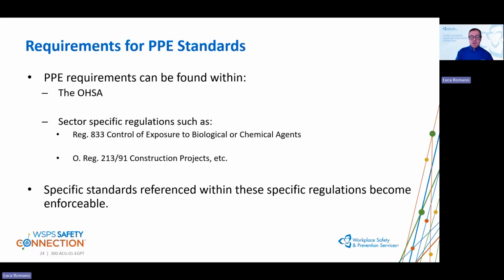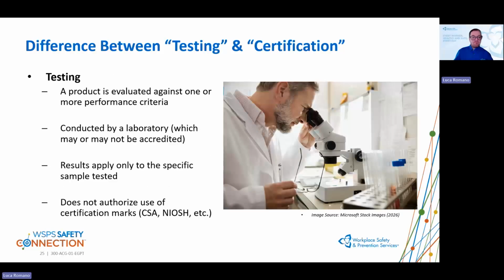So in Ontario specifically, respirators at a minimum should meet NIOSH standards or an equivalent to NIOSH. Another example could be Regulation 213, construction projects. There might be standards specific in there that require fall arrest or fall protection equipment meeting certain types of standards as well. In general, specific standards that are referenced within regulations or laws do become legally enforceable. So it is important to identify this as well.